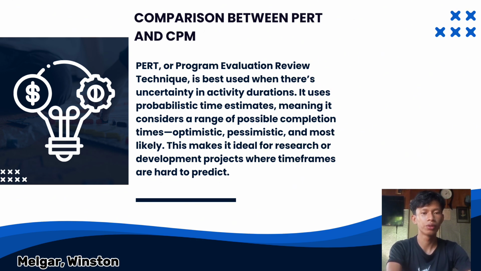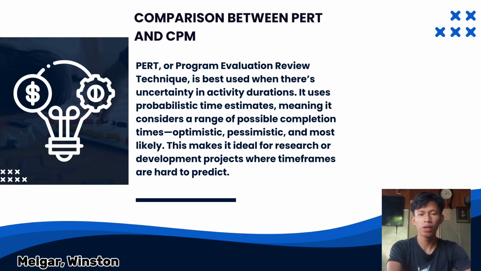PERT, or Program Evaluation Review Technique, is used when there's uncertainty in activity duration. It uses probabilistic time estimates, meaning it considers a range of possible completion times: optimistic, pessimistic, and most likely. This makes it ideal for research or development projects where timeframes are hard to predict, while CPM, or critical path method, on the other hand focuses on both cost and time, assuming activity durations are known and fixed. It's commonly applied in construction or manufacturing projects where task durations are more predictable.